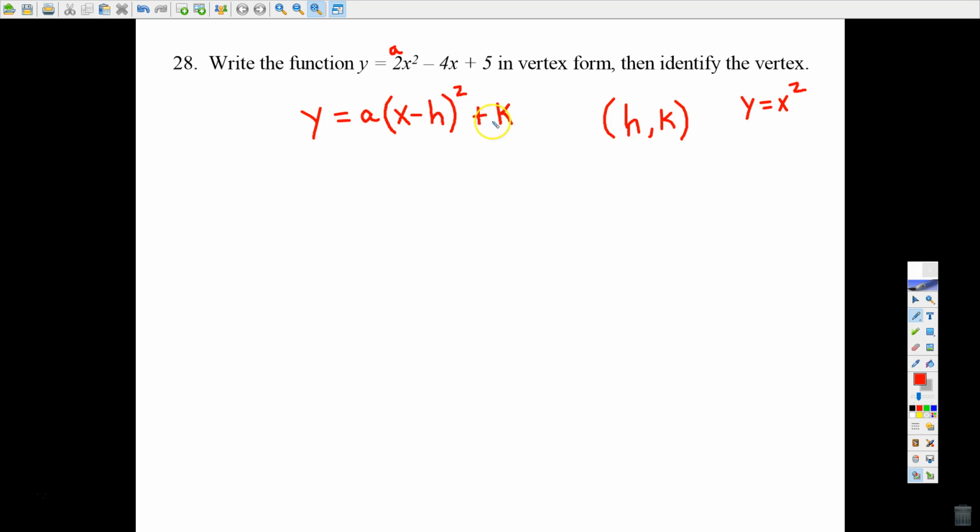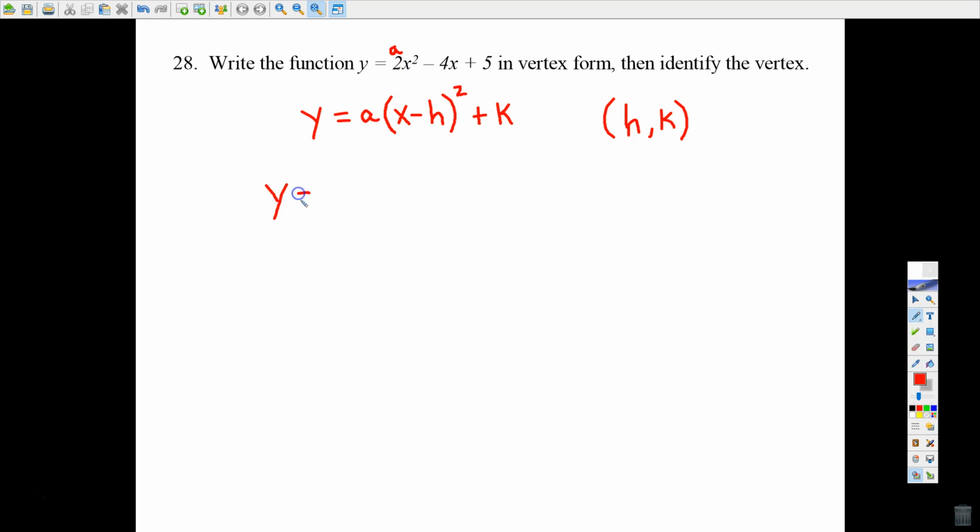K tells us how we move the parent that starts at the origin. K will tell us how to move it vertically or up and down. If it's a positive number, we move it up. Negative, we move it down. So that's all tied in to what we call vertex form. So here's how we can take standard form and change to vertex form.